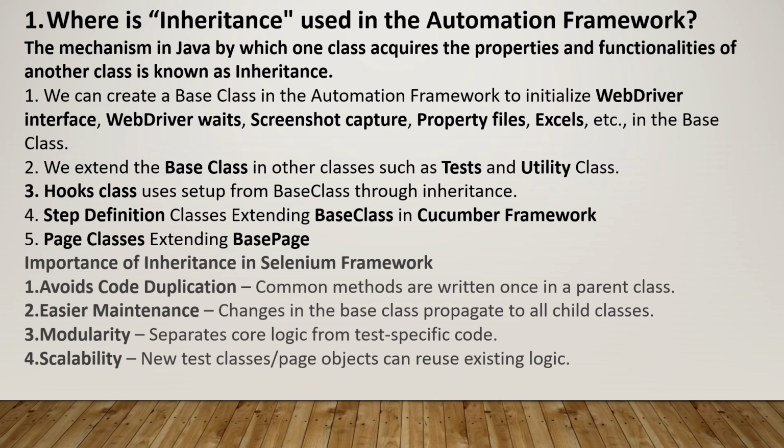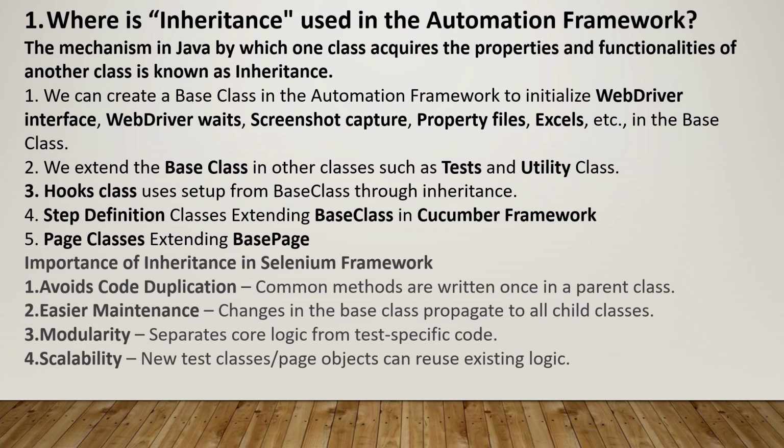First, we can create a base class in the automation framework to initialize the WebDriver interface, WebDriver waits, screenshot capture, properties file, Excel, etc. in the base class. Then we extend the base class in other classes such as test and utility classes. Third, the hooks class uses setup from the base class through inheritance. Then fourth, step definition classes extend the base class in the Cucumber framework. Then fifth, page classes extend the base page class. So in this way we can use inheritance in our automation framework.